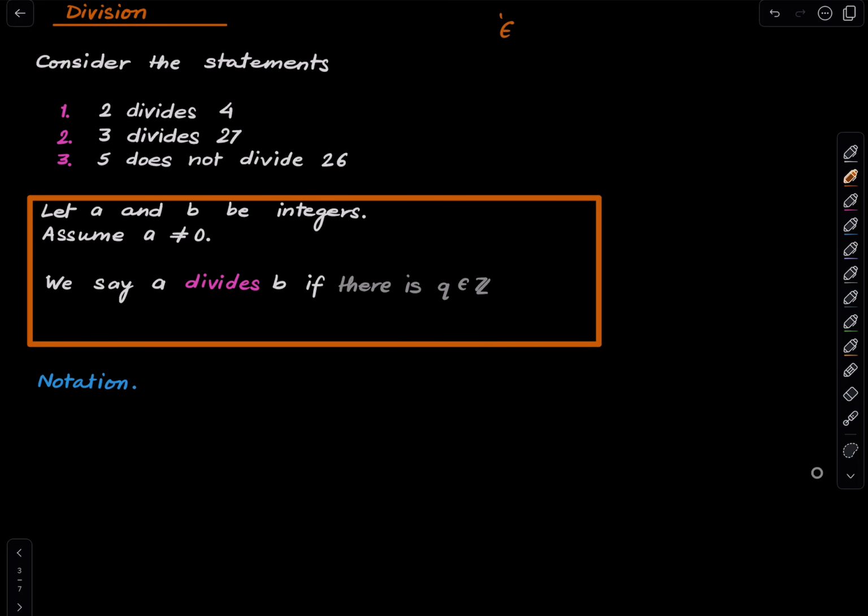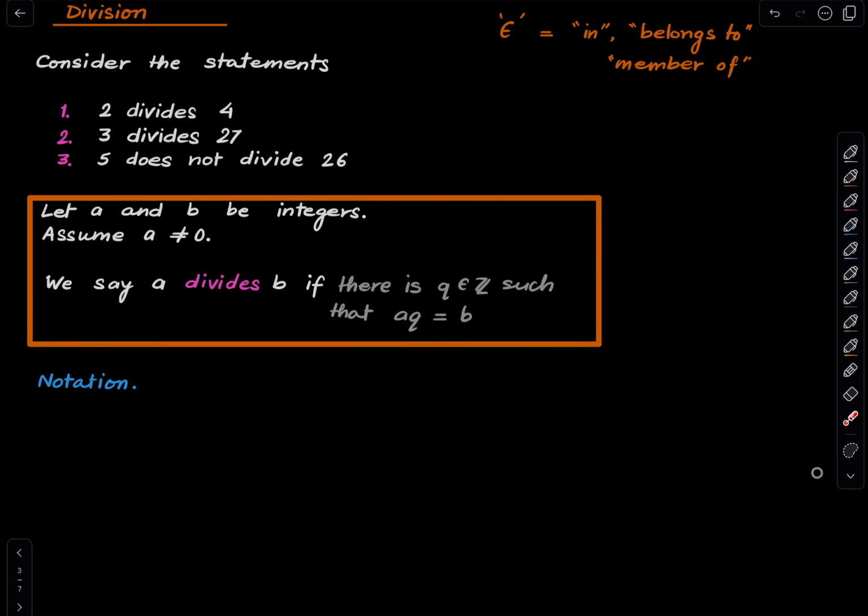So this is read as in, or belongs to, or member of, or some other similar thing. Right? So what are we saying? a divides b if there is q in Z, meaning the set of all integers, such that aq equals b.